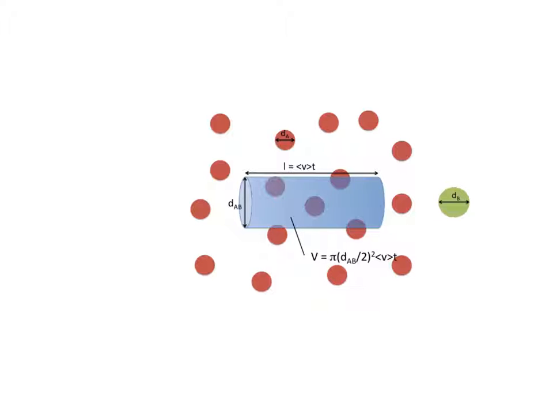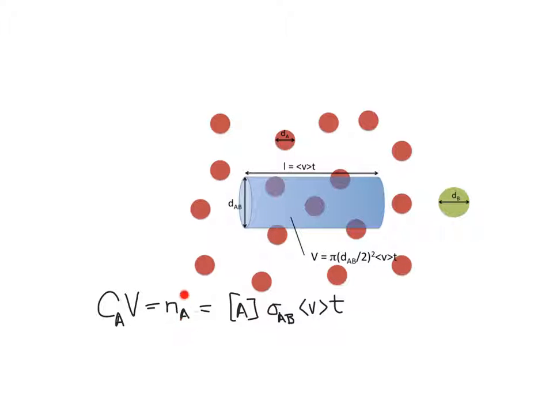Finally, if I know the concentration of A molecules, I can multiply by the volume and I will get the number of A molecules in that volume. So if I want to know the number of A molecules, the number of red molecules in this volume, I just need to take the concentration of A, multiply by the volume of the cylinder, and I will get the number of A molecules. That number of A molecules is equal to the number of collisions that this B molecule has undergone with A.